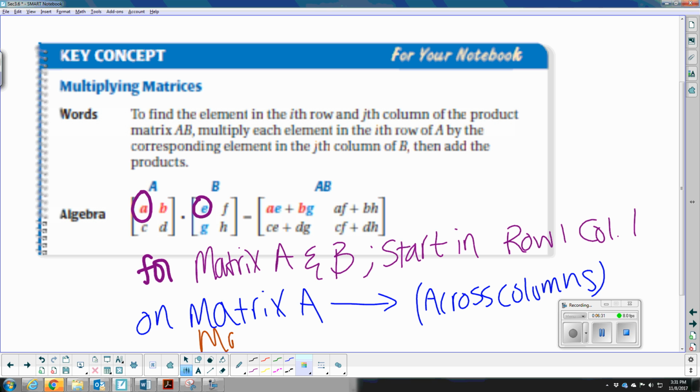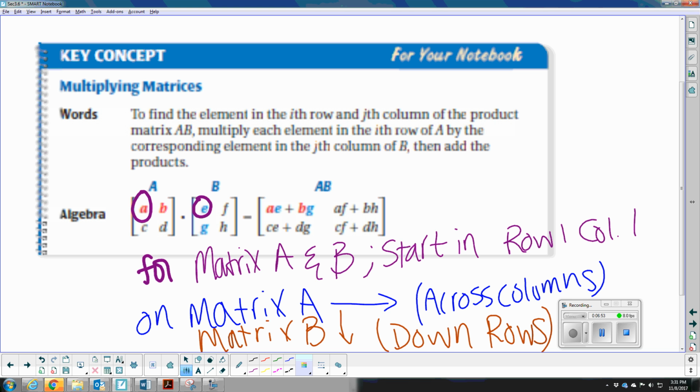And matrix B, we're going to move down. So we're going to move down rows. So that's why the number of columns in the first matrix has to equal the number of rows in the second.